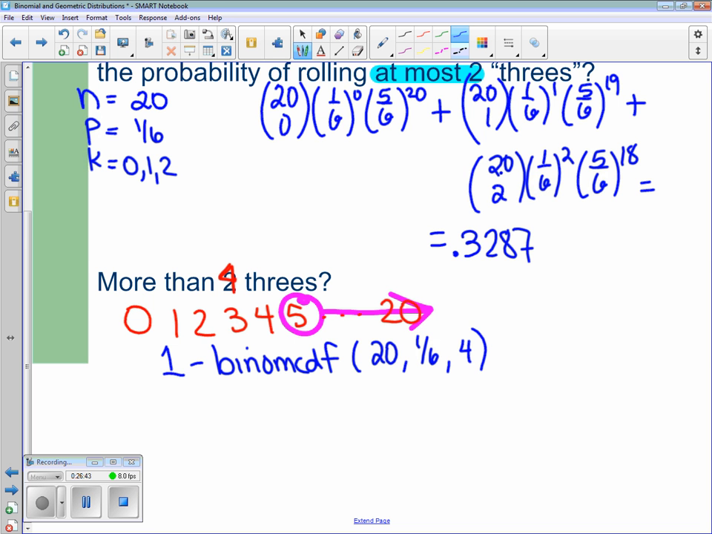Where'd the 4 come from? Because that's 4 or fewer. It's the complement of what I'm looking for. I tend to circle and draw the arrow in the direction of what I'm looking for.